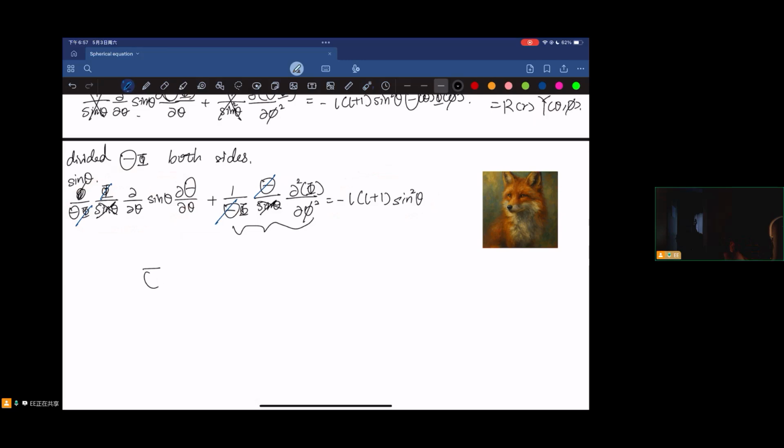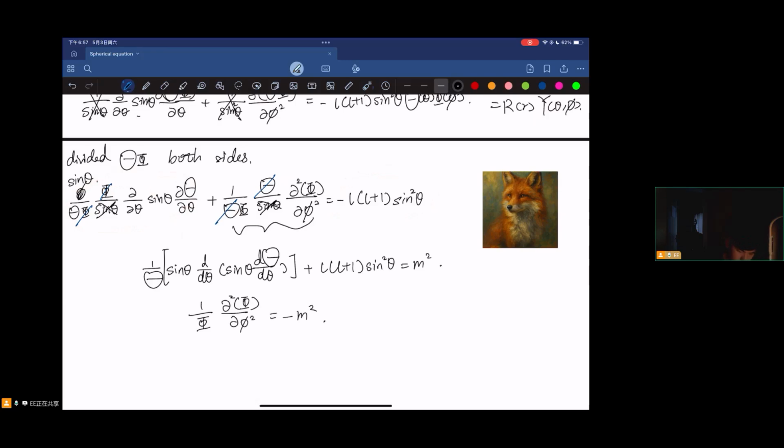So now I'm just copying. I have to write the theta very big so that I won't treat it as small theta. Yes, here we have it. Sine square theta equals m square. And then the big phi parts would be equal to negative m square. Oh, why is it negative?